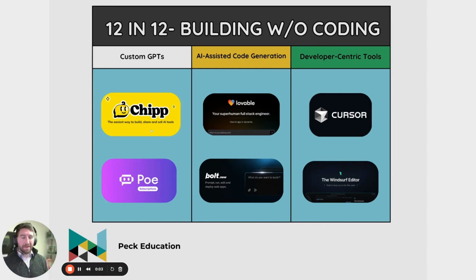My name is Mike Peck, and this is 12 and 12, a year-long challenge throughout 2025. We're all going to be building out 12 different applications, one for each month, using no-code and low-code tools.